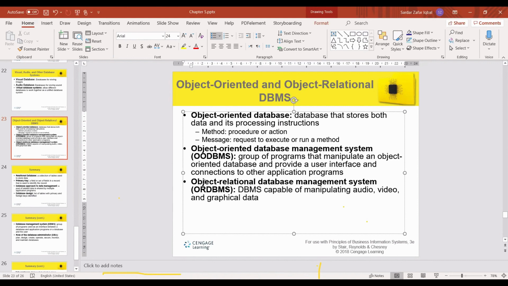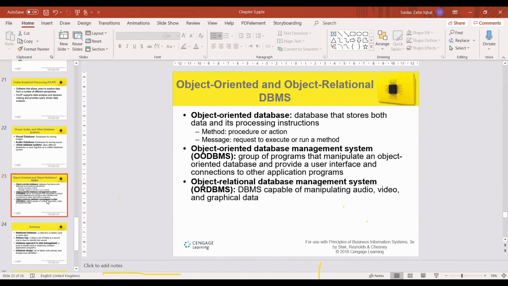An object-relational database management system is a DBMS capable of manipulating audio, video, and graphical data. So it is a third type, the object-relational database, working with objects and working with relations.